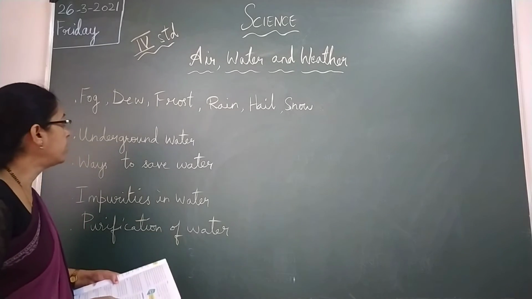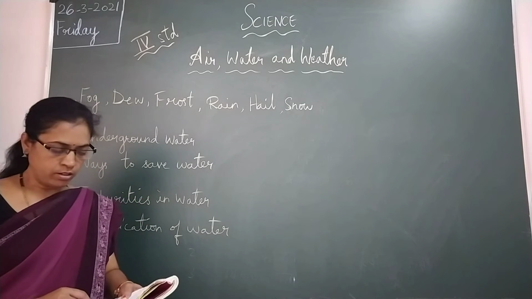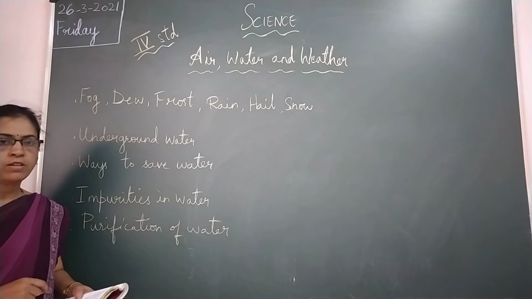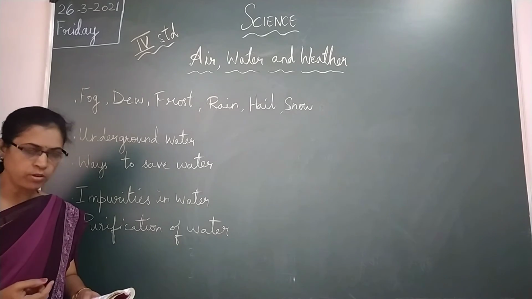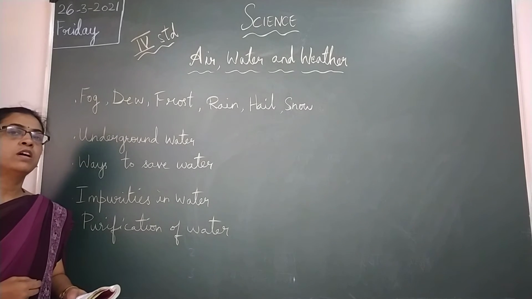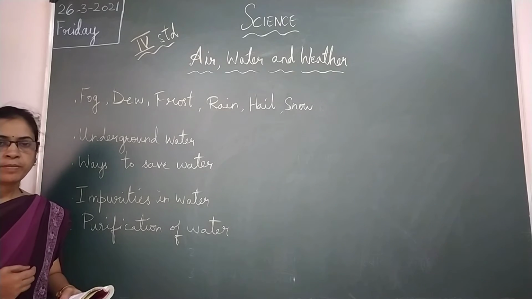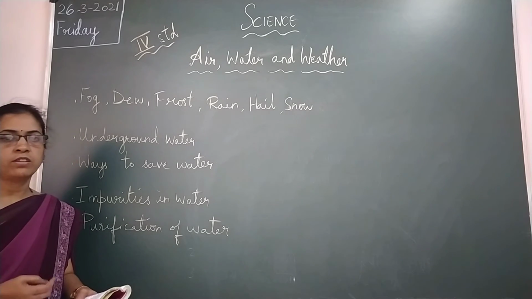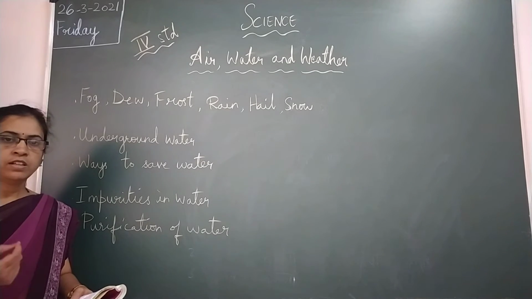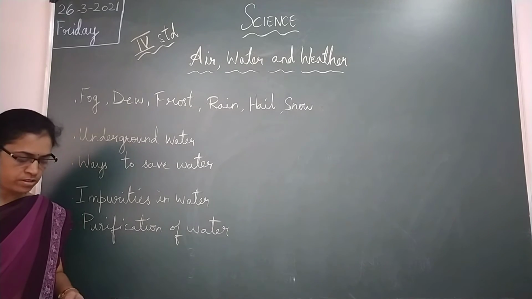And the next one is dew. Atmospheric vapors condense into very small drops of water on cool surfaces at night. These drops are called dew. So children, you can see these dew drops early in the morning after the cold night on the leaves and flowers and all. You can just observe that. So these are called dew.